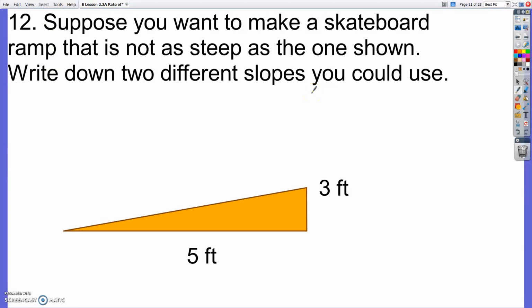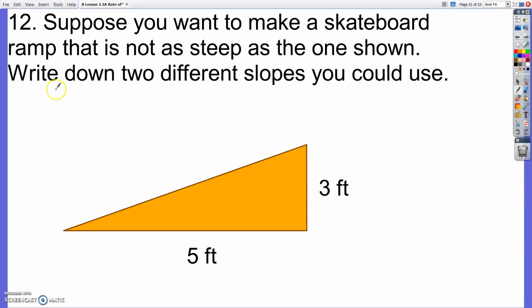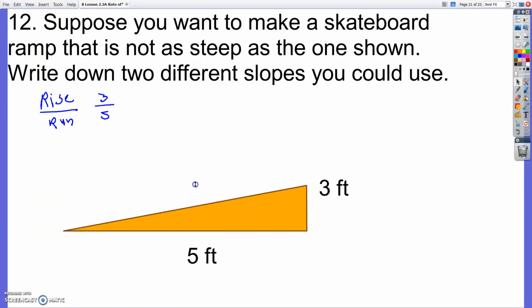So if my original slope, looking at this one, was, remember, it's always rise over run. So how much did I go up and how much did I go over? I went up 3 and over 5. And what I want to do is make a less spooky ramp by lowering it. So I want to shrink it. So we could come up with 2. Well, if I lowered it, I only went up 2 feet and over 5. I'm sorry, this should not have an equal sign.